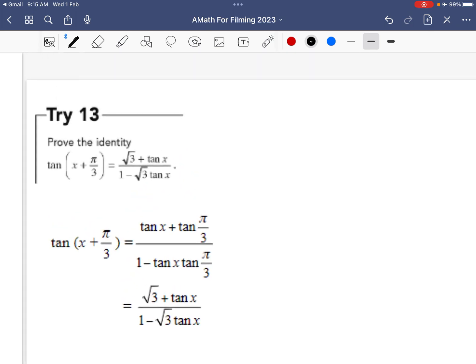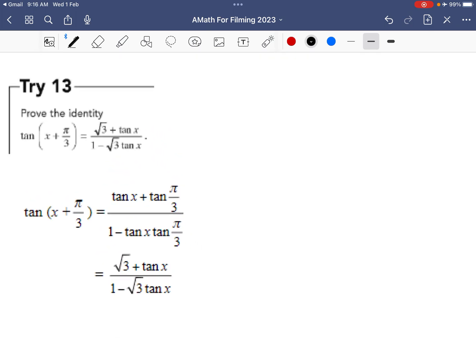Okay, please attempt try 13. Actually, the answer is there already, but do attempt try 13 by applying the addition formula for the tangent.